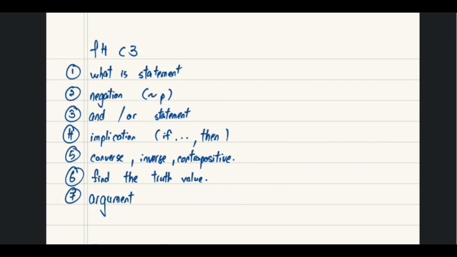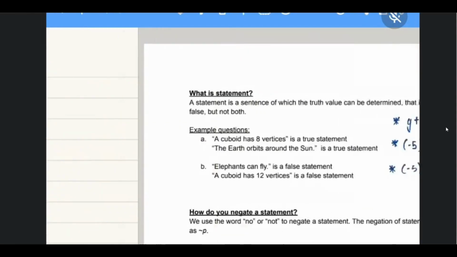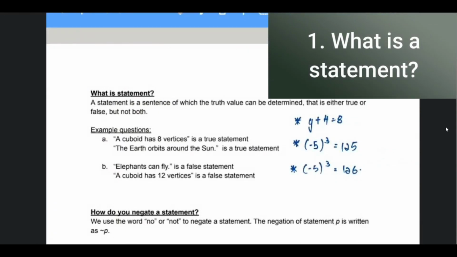So in this chapter we will learn about what is the statement and negation, and or statement, implication, converse, inverse, contrapositive, and find the true value and the argument. So in this chapter we will separate into two sections, which are statement and argument. So let's move on. Next, we will see what is the statement.